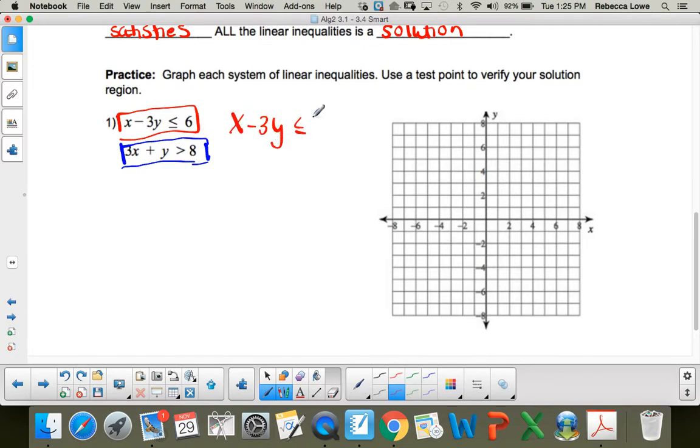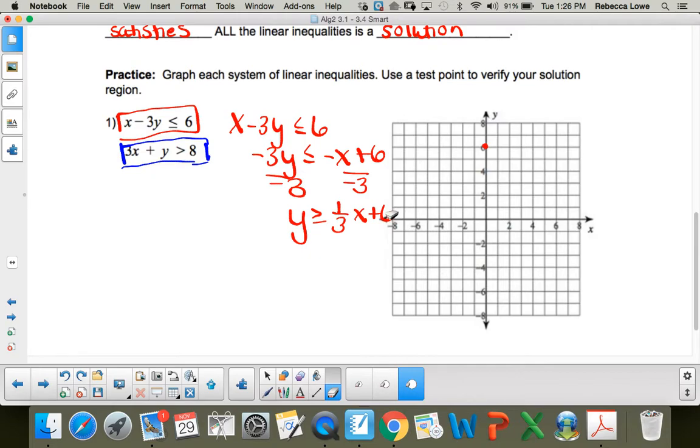So the first thing I'm going to do with this one is solve for y, and you're going to notice that I'm going to divide by a -3, which is going to flip the inequality symbol. So the shading is going to be above. Now I'm going to graph that line. The y-intercept is 6. And then the slope is, oh, I made a mistake there.